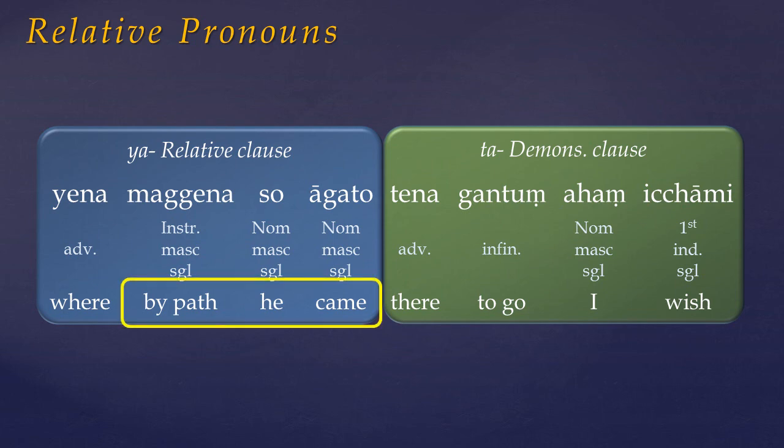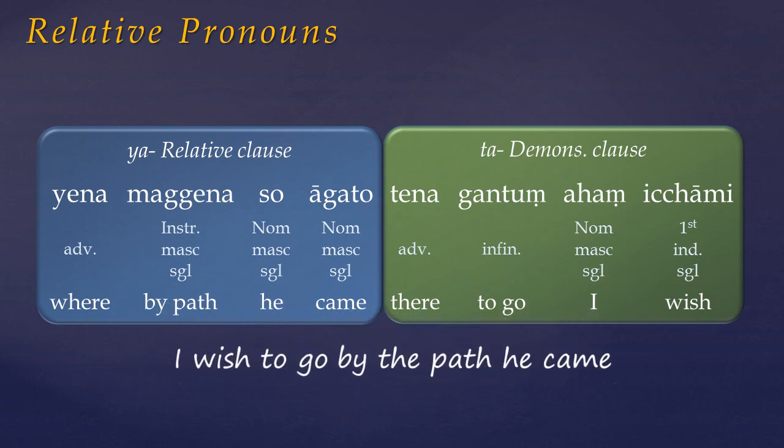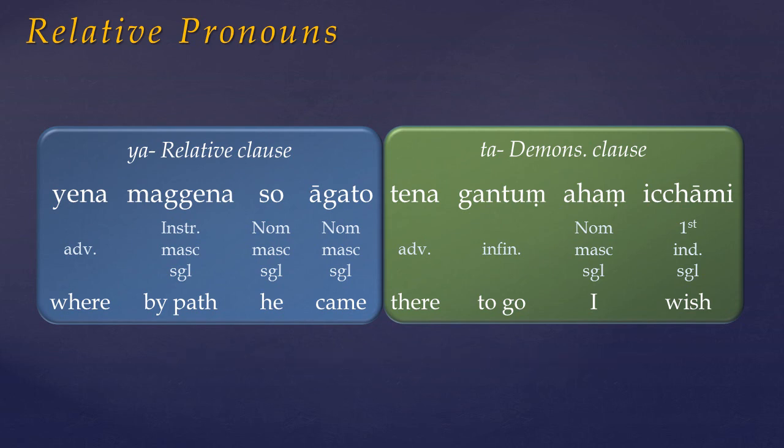The destination is placed in the yena clause, where, and the person or thing moving is in the tena clause. And usually we can just append the relative clause to the end of the main clause. I wish to go by the path he came. Anyway, please check out that tutorial on relative adverbs.